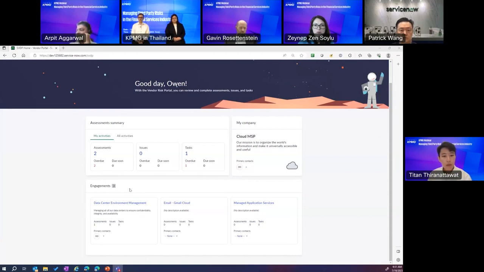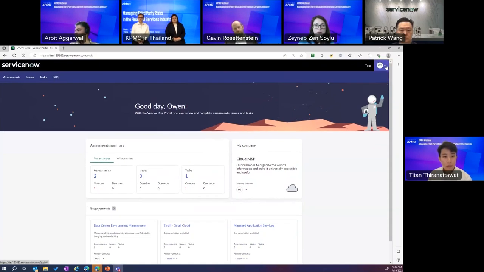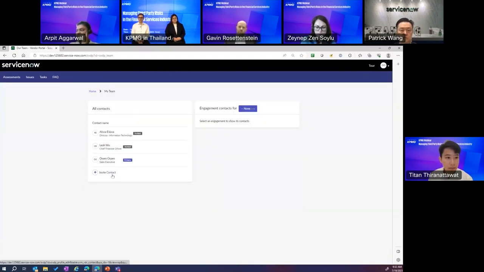And one of the things that Owen can do and manage on his own is assign a primary contact for the company. So we can go ahead and go to the manage my team menu. So he can invite someone. For example, if it requires someone from the risk department to be one of the primary contacts for an engagement, he can go ahead and invite someone from the risk department to be the contact for the vendor. So let's go back to the homepage.